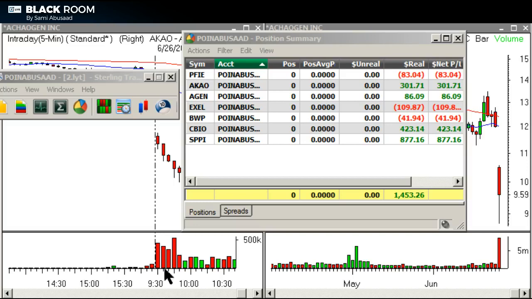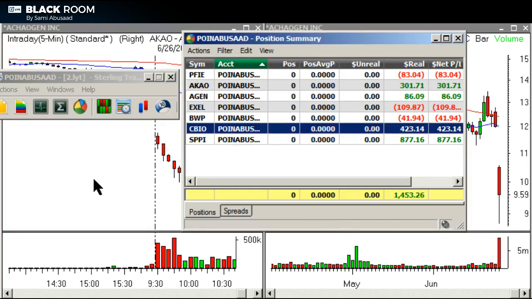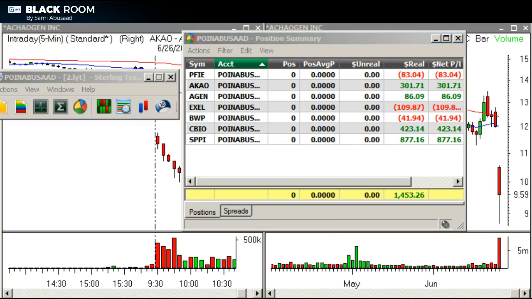But those were kind of my trades for the day. And then the last trade I did was the CBIO. So I was done today by 12 noon or 12:15.